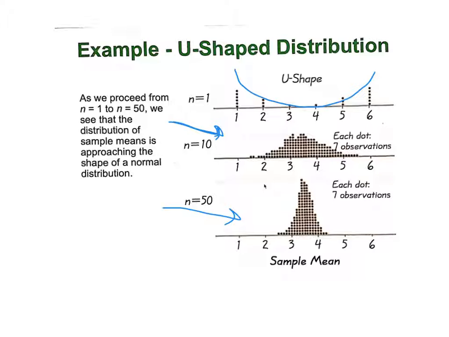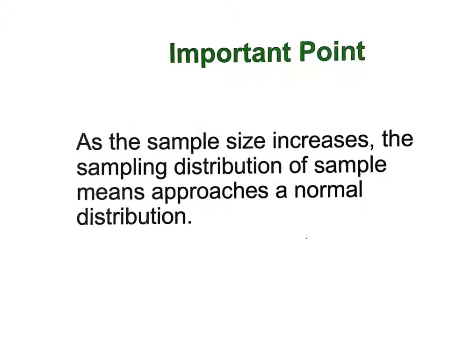30 is our cutoff. If we get a sample bigger than 30, then we're going to use the normal distribution. And with less than 30, we still can use it if the population has a normal distribution. Very important point. This is what I've been saying the whole time. As the sample size increases, the sampling distribution of the sample means approaches a normal distribution. So the bigger the sample, the more your sample means approach a normal distribution.